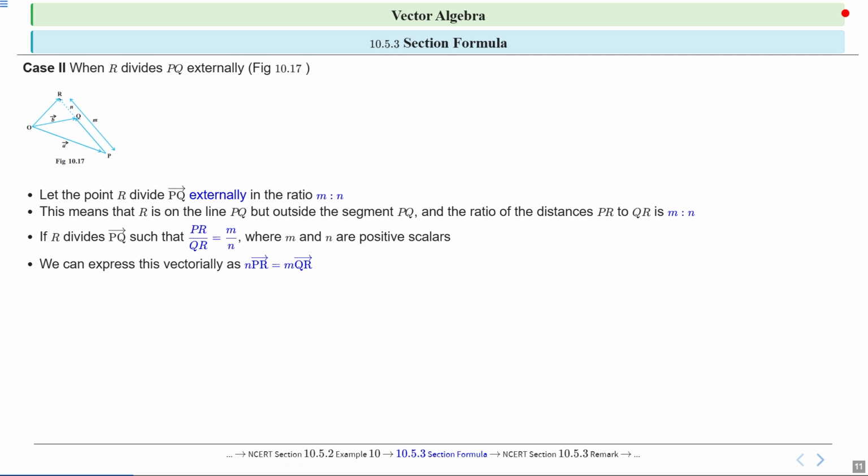vectorially as n times PR vector will be equal to m times QR vector. Now from triangles ORQ and ORP, we have QR vector will be equal to OR vector minus OQ vector, which will be equal to r vector minus b vector, and PR vector will be equal to OR vector minus OP vector, which is r vector minus a vector.